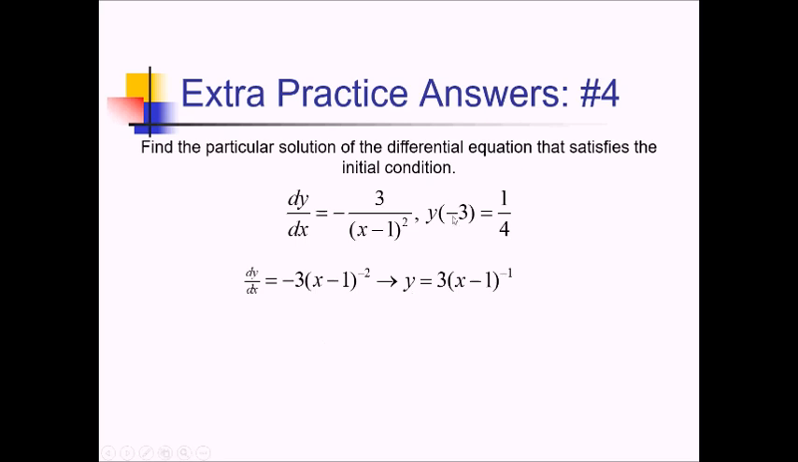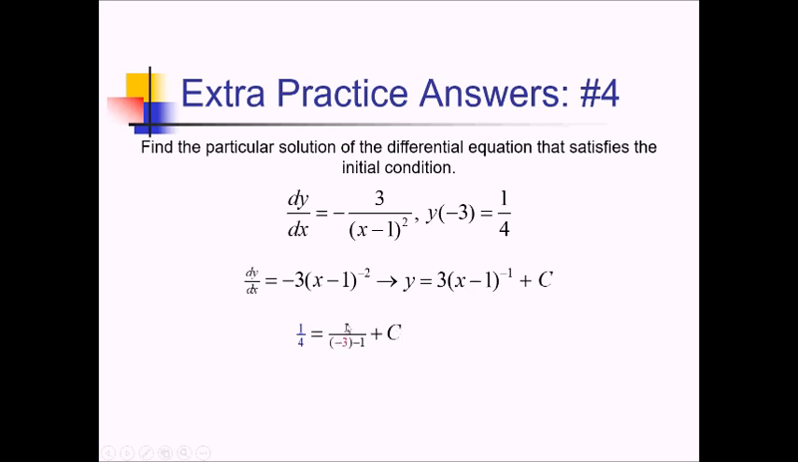And now let me just plug in my initial condition. Oh, wait, I have a plus c. All right, now let me plug in my initial condition to figure out what that c value is. So if I plug in 1/4 for y, that's going to equal all this stuff with negative 3 plugged in for x. So I can rewrite this as 3 over negative 3 minus 1. And then we still have that plus c there.